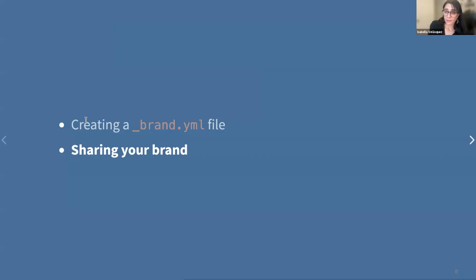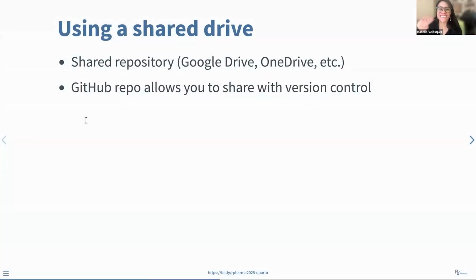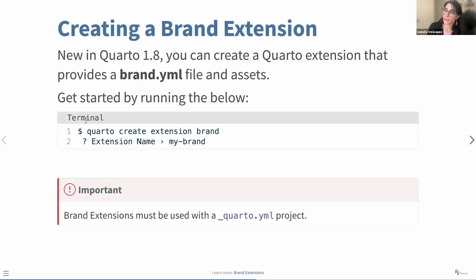There is another relatively new thing, lots of relatively new things. As I mentioned, you could do a shared repository like GitHub, or if your company uses Google Drive and things like that, you can share your brand YAML file that way.